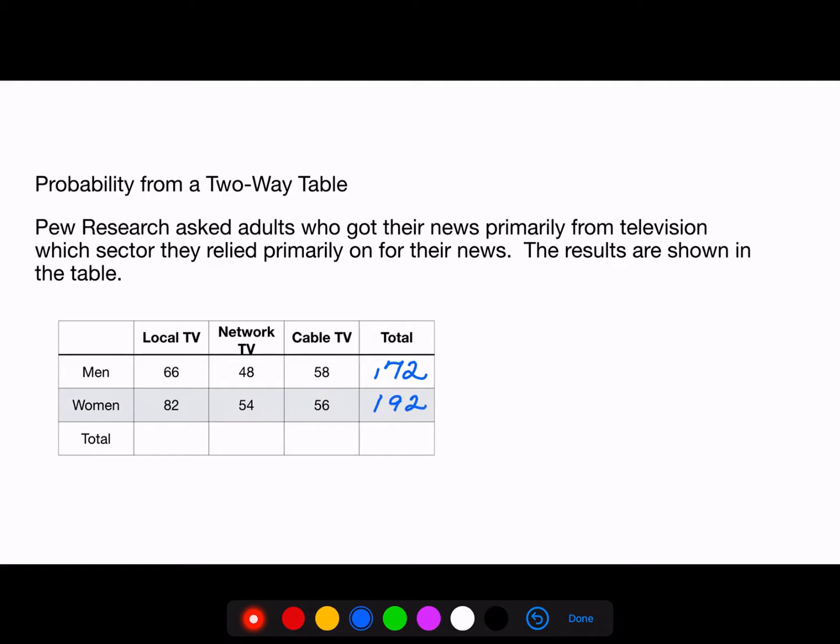And we're also going to add to our table the totals for local TV, which is 148, for network TV, which is 102, and for cable TV, which is 114. And altogether, there were 364 people who were surveyed. The reason these totals are important is because we're going to use them to find our probabilities.